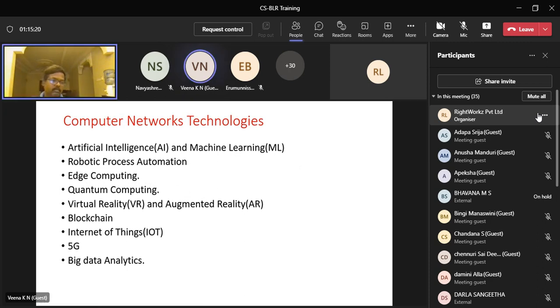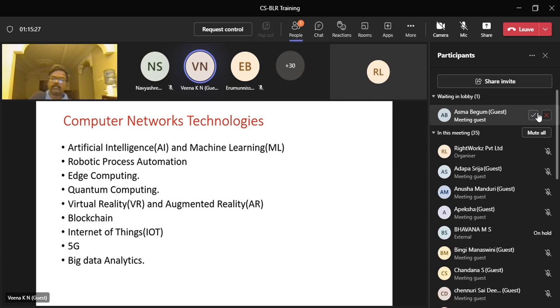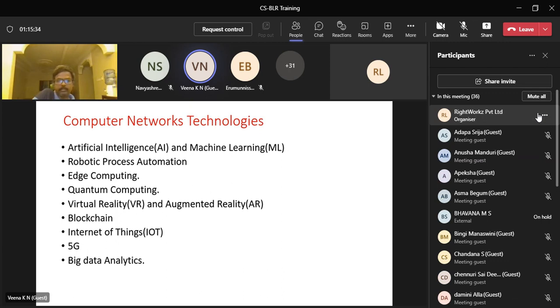Next, computer networks technologies. The technologies which are used in computer networks are Python programming, and also we use AI and ML, that is artificial intelligence and machine learning. In this, robotic process automation is used, edge computing, quantum computing, virtual reality and augmented reality.